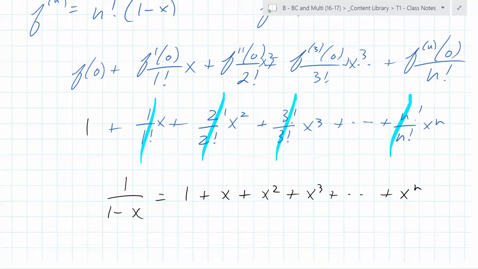Also, you can prove it like this. Cross-multiply this. What happens? If you cross-multiply, all the terms cancel except for 1. And what are you left with? 1 equals 1. Which is?